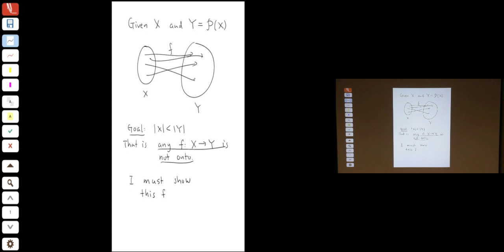Can I write in a non-mathematical term? This f must miss some point in Y, right? So I want to demonstrate this is not onto. Therefore, I must find some strange element z, and I have to say, look, the z you miss. The f, no matter how clever you do, there will be a blank point, like this z.